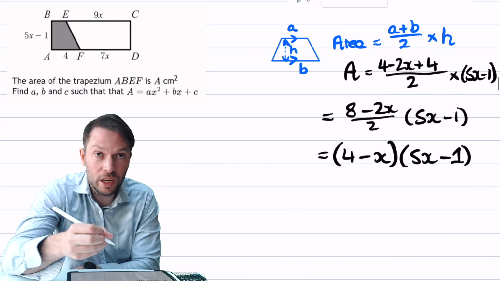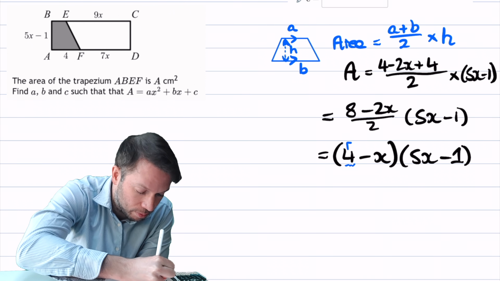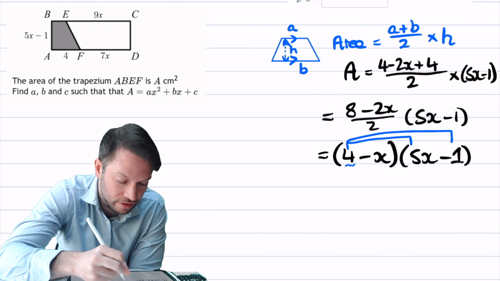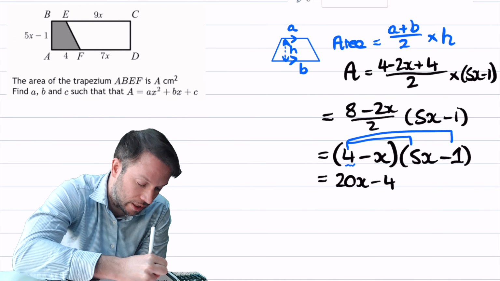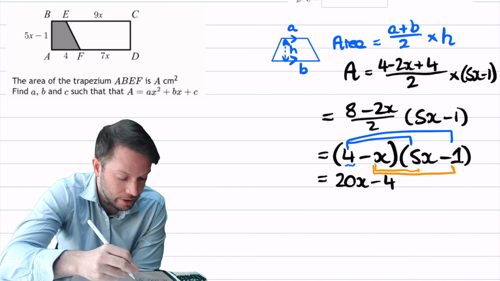We do each term in the first bracket times each in the second. So we're going to do this 4 here, multiplied by each term in the second bracket. So we do the 4 times the 5x, which is 20x, and the 4 times the minus 1, which is minus 4. And then we're going to do the second term here, the minus x times the 5x, and the minus x times the minus 1. So minus x times 5x is minus 5x squared, and the minus x times minus 1, negative times negative is positive, to get plus x.